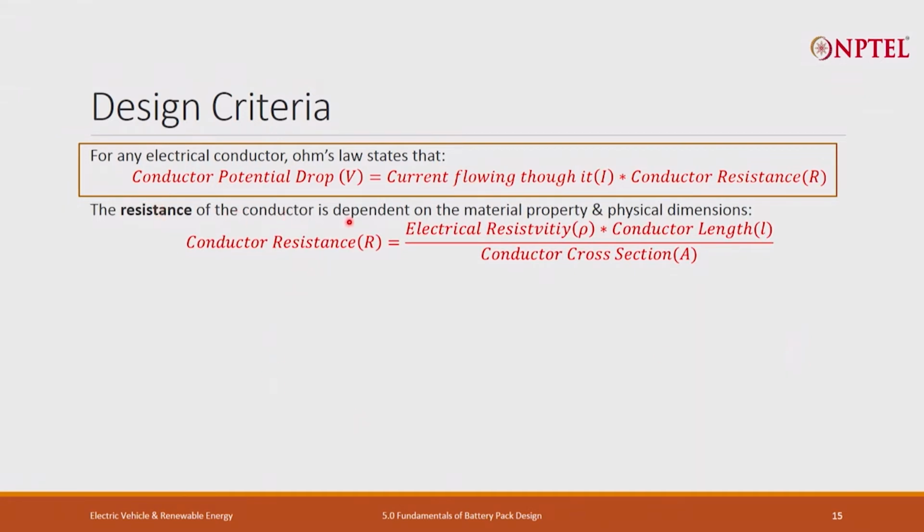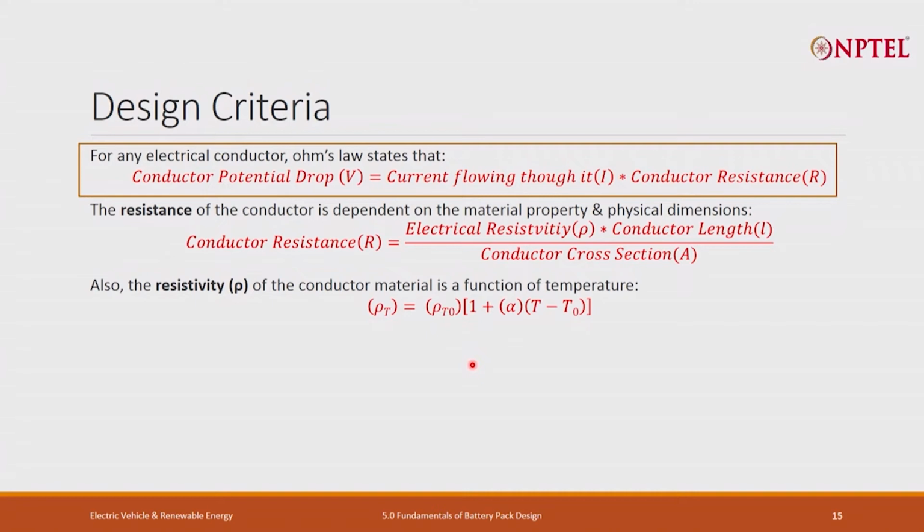But this resistance of the conductor material is dependent upon the material property and the physical dimensions. How is it related? The resistance R is equal to the electrical resistivity rho multiplied by the conductor length and divided by the cross sectional area. The cross sectional area is the area through which current flows. So, if current is flowing like this, this becomes the cross sectional area, and the length is the length through which the current flows.